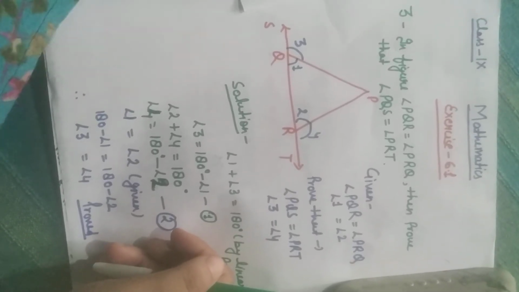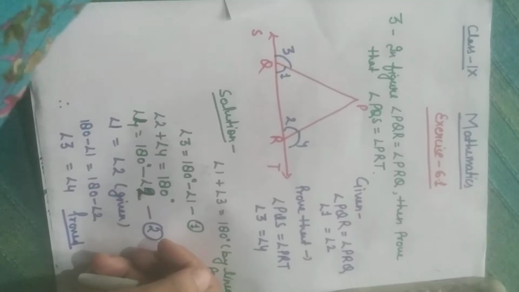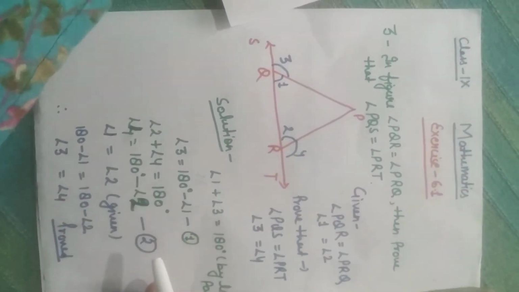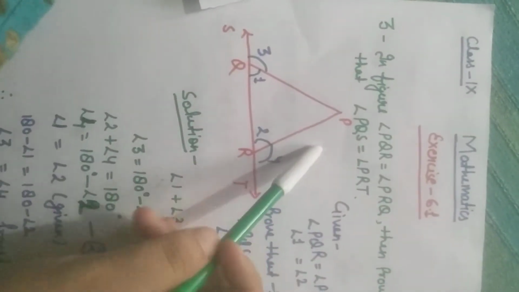Yesterday we discussed exercise 6.1, introduction of lines and angles, and question numbers 1 and 2 of exercise 6.1. Today we will continue that exercise. So today we will see question number 3 and we will complete exercise 6.1 today. Look at question number 3.